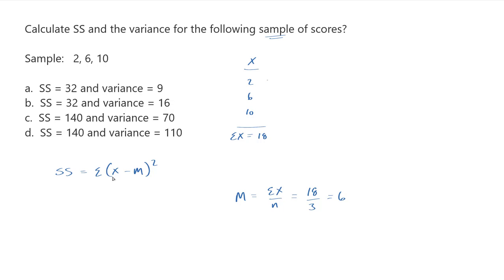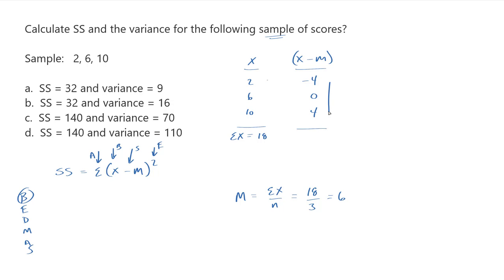So in order to work this out, I'm going to follow the order of operations, considering that I've got addition, that's what summation is. I've got brackets, I've got subtraction, and I've got exponents. I'm going to do my brackets first. And so x minus the sample mean is what's in brackets. So I'm going to take 2 and I'm going to subtract 6. So that's minus 4. 6 minus 6 is 0. 10 minus 6 is positive 4.